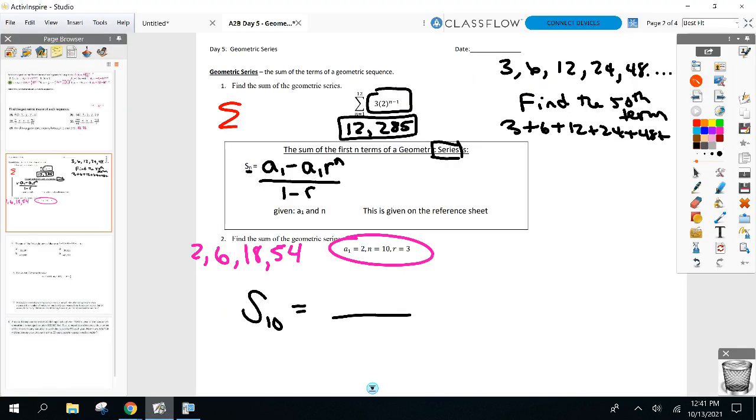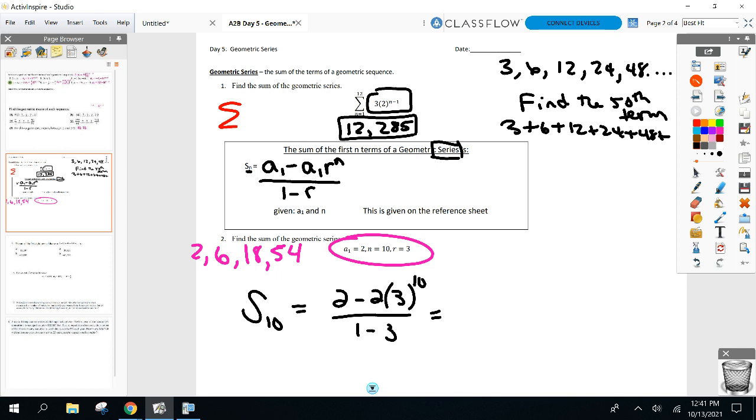A1 is 2. Minus 2. What's your R value? 3. What are you raising it to? 10. How many terms we're adding up? What's on the bottom? 1 minus 3. Done.